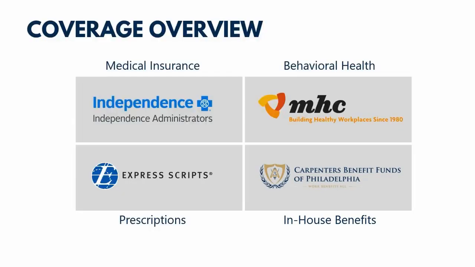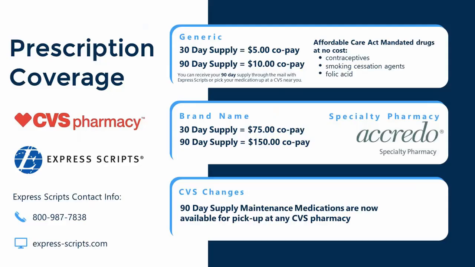Primarily, those benefits have stayed the same. There is a change to our prescription benefit, a small one, and there's going to be changes to our in-house benefits that I do want to mention and make sure you're aware of. Prescriptions, like I said, primarily stayed the same. A small change occurred in the summer in July. It's still a $5 and $10 copay plan for generics, still $75 and $150 for brand drugs.